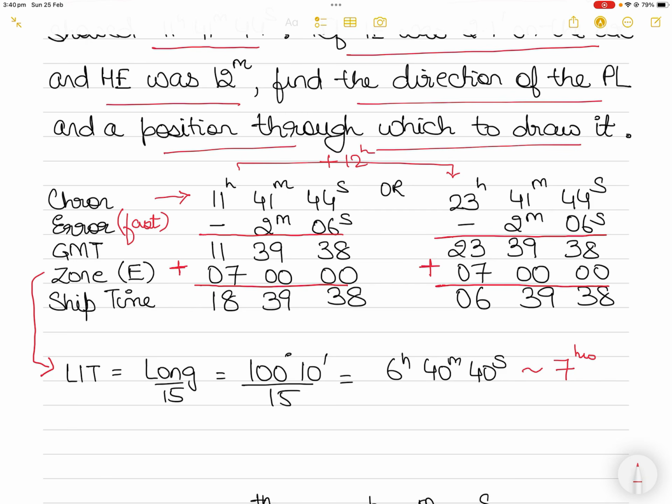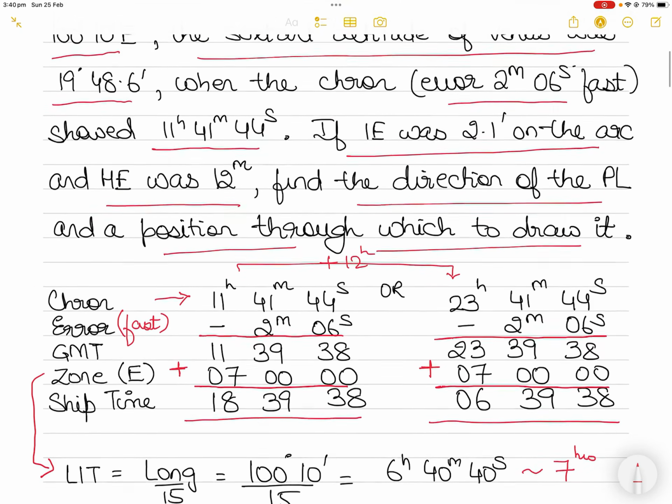When you add it to the GMT, you get two scenarios of the ship's time. One is 18:39:38 and the other one is 6:39:38. Now you must be wondering, if 23 plus 7 is 30, why have I written 6? It cannot be 30 hours on the clock. So when you get 30, just subtract 24 from it and you should be able to find out the correct ship's time. So there are two scenarios of ship's time.